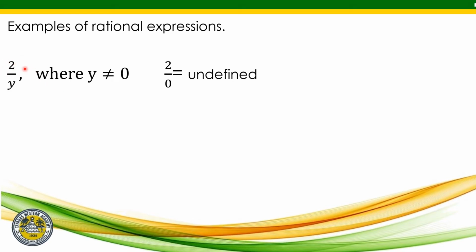So, ang numerator natin ay 2. Ang ating denominator ay y. So, ito ay example ng rational expressions. So, where y is not equal to 0. Hindi pwedeng maging 0 ang y because, so 2 over 0 is undefined. So, kahit i-press natin sa calculator, 2 divided by 0, undefined or syntax error, math error ang lalabas sa ating calculator. So, kaya hindi pwedeng maging 0 ang denominator ng kahit anong fraction or rational expressions.